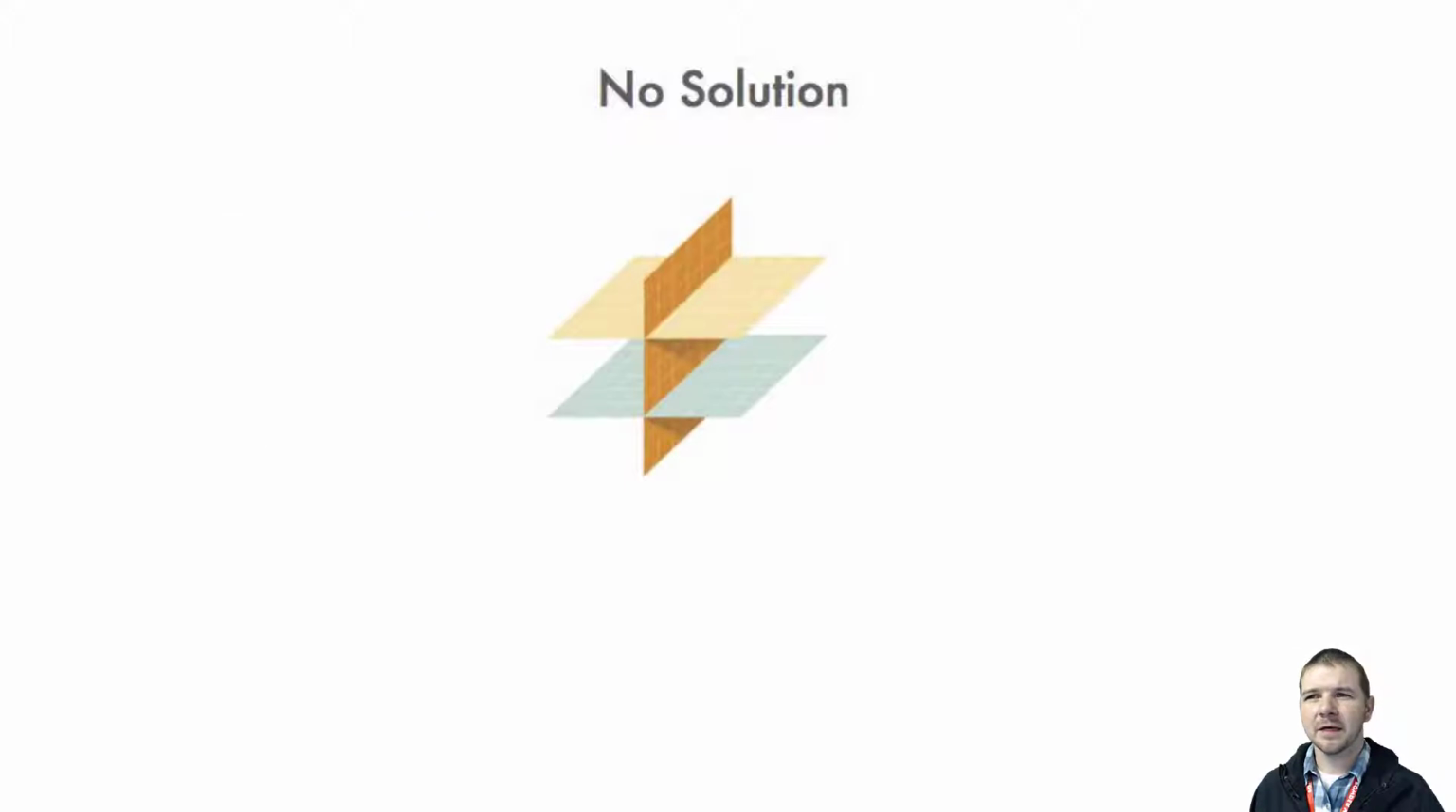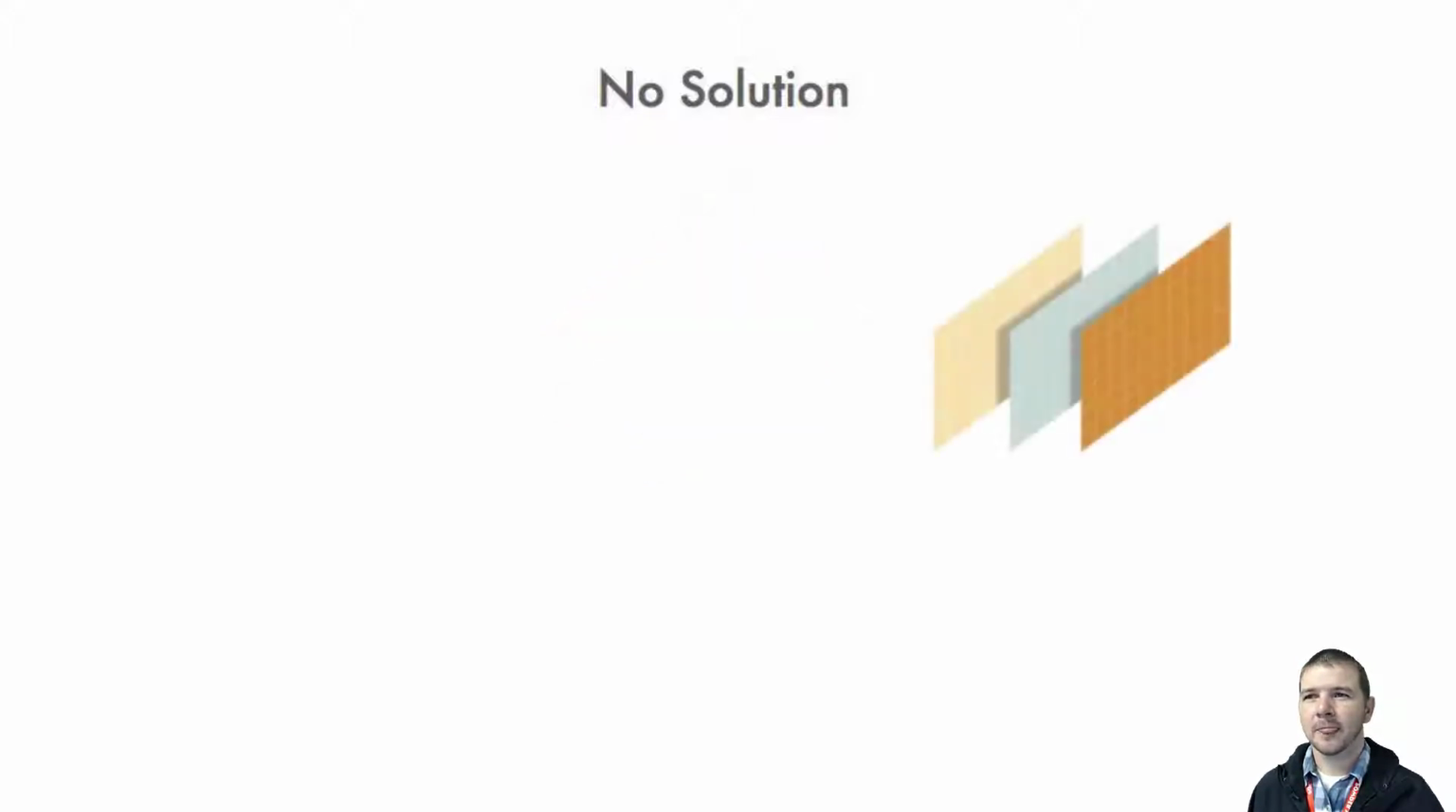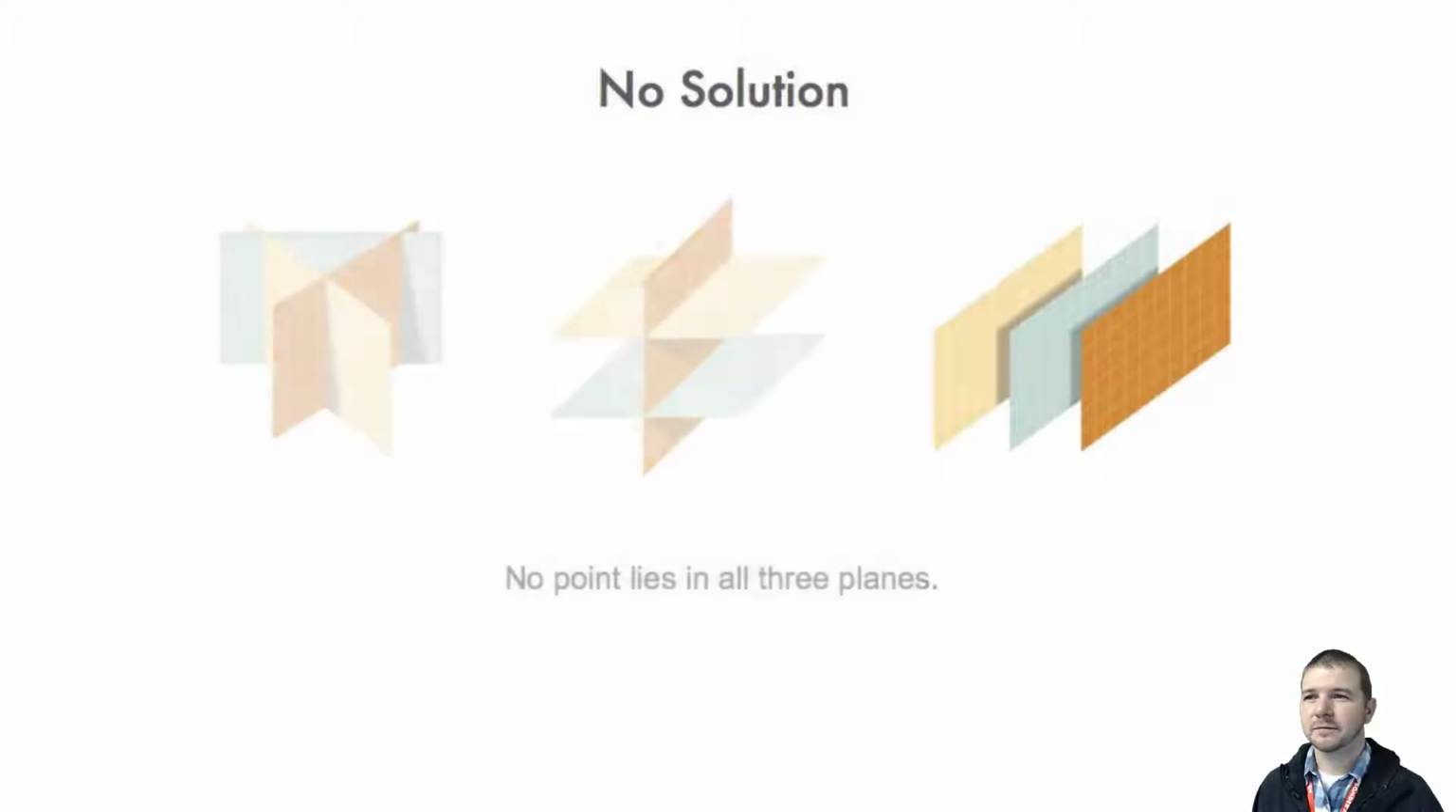In the example in the middle, here we have two seemingly parallel planes and a perpendicular plane that intersects both of the original planes, but still we have no points in common, so no solution. And finally, three seemingly parallel planes with no points of intersection, and so no solution.